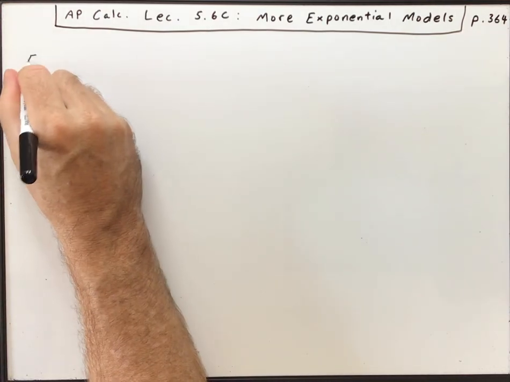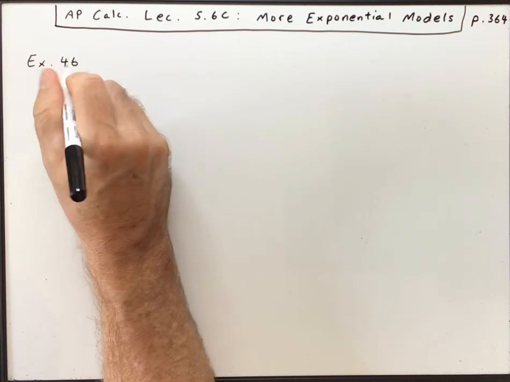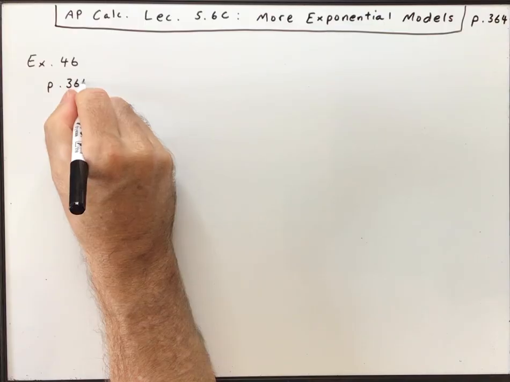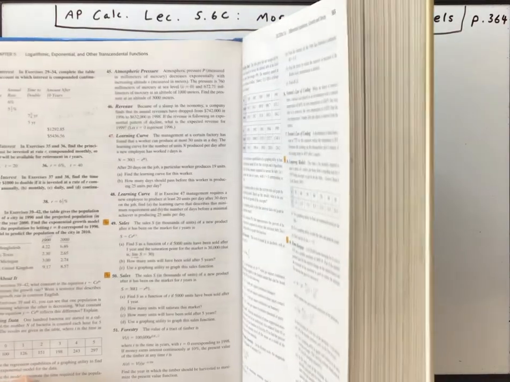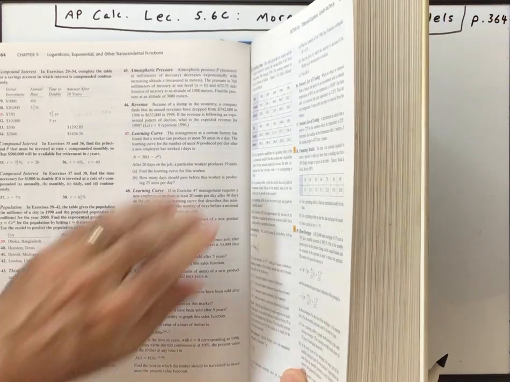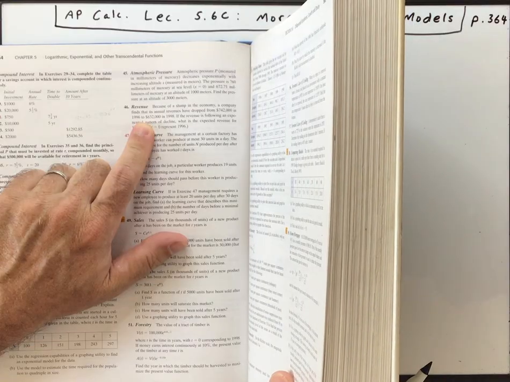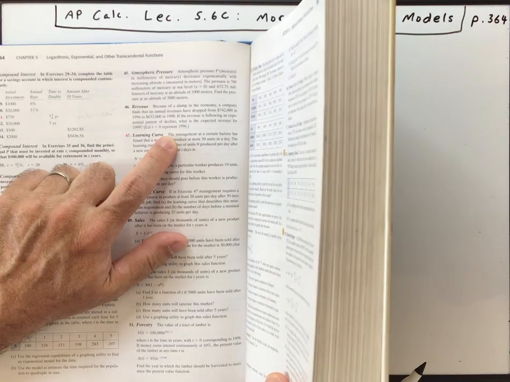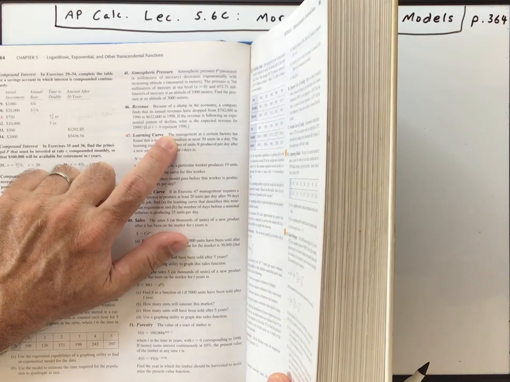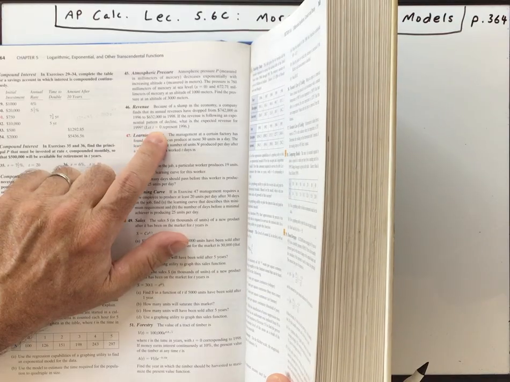All right, let's look at number 46. We're still on page 364. Number 46 is about revenue. It says, because of a slump in the economy, a company finds that its annual revenues have dropped from $742,000 in 1996 to $632,000 in 1998. If the revenue is following an exponential pattern of decline, what is the expected revenue for 1999? We're going to let t equals 0 represent 1996.